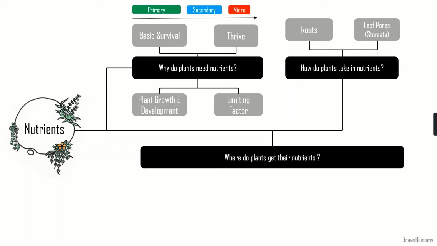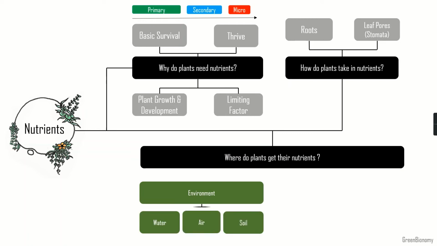So when we're asking where do plants get their nutrients, now we'll be thinking of the environment. So it's in the natural environment. Plants will get their nutrients in the water, the air, and the soil. And we've seen that water and air are mainly dealing with non-mineral nutrients like carbon, hydrogen, and oxygen, while the soil is dealing with the mineral nutrients that are present in the soil.